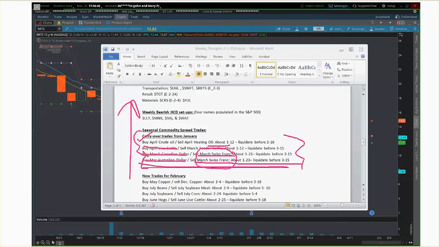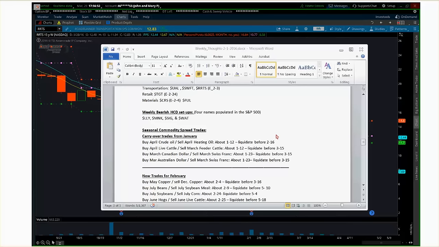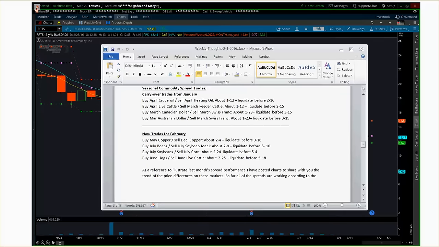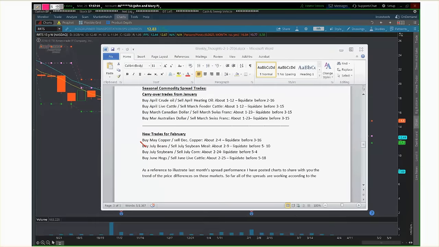You buy crude oil, you sell heating oil against it, you buy cattle, you sell feeder cattle. These are all testable, back-tested seasonal spreads on commodities, new trades. How about copper? Everyone's looking at copper now, but how many people were looking at copper back in early February? Not a lot of people.